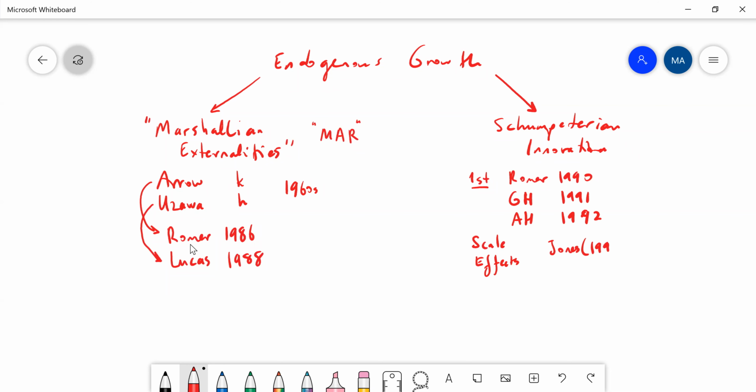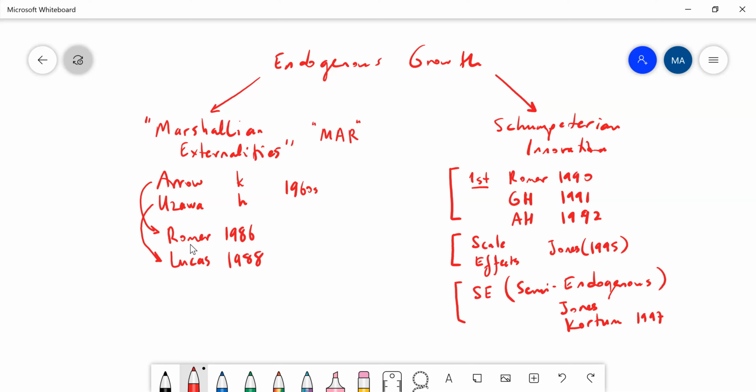So Jones actually showed that. Then there would be semi-endogenous growth models. Okay, semi-endogenous. Semi-endogenous models, so these are Jones model and Kortum model, for instance. Okay, 1997, I guess, Kortum. So there's first generation models, the scale effects problem, semi-endogenous models, and then we have second generation Schumpeterian models. Pareto, Young, and some other guys, okay, after 1998, okay? So we're gonna cover such models as well.